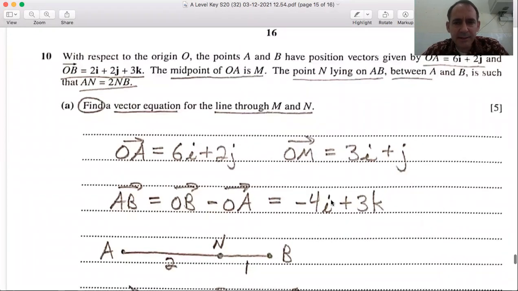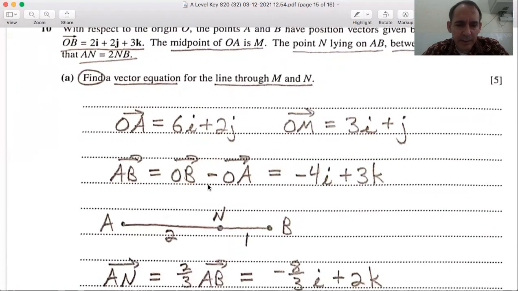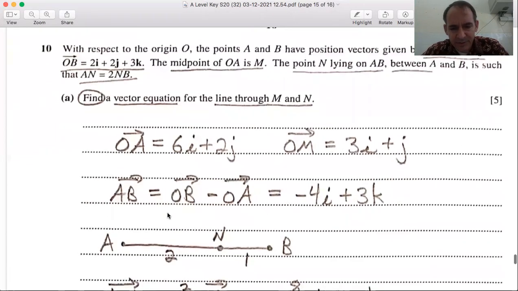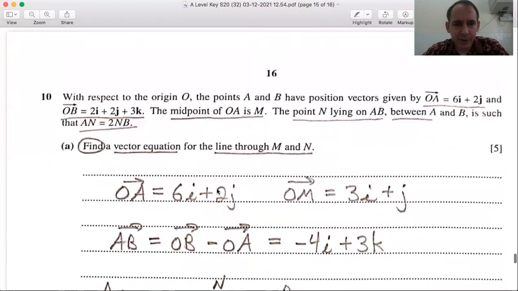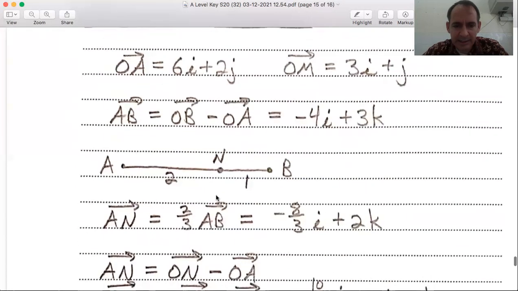For AB, line AB is OB minus OA, the position vector of B minus the position vector of A. So we have both of those. 2 minus 6 is a negative 4. 2 minus 2 is 0. And then 3 minus 0, there's no k over here, so it's just 3. So we end up with a negative 4i plus 3k.